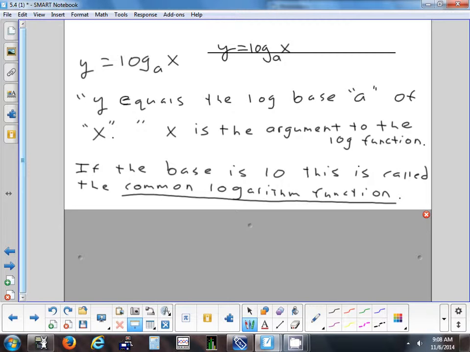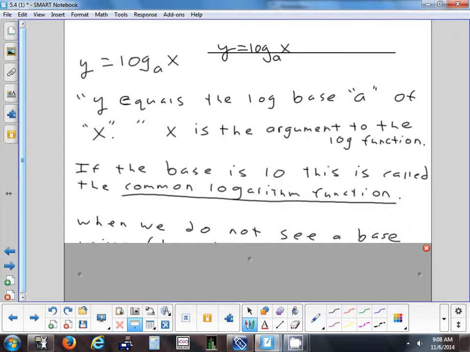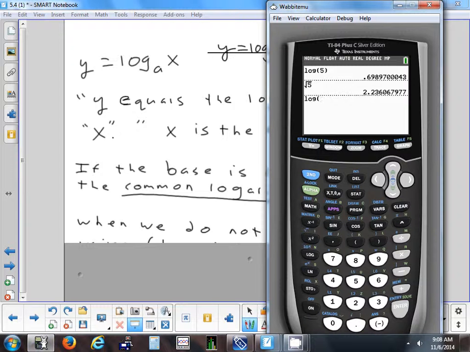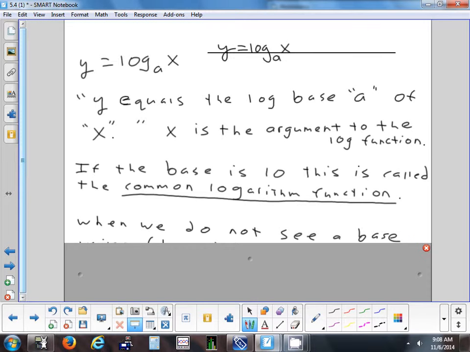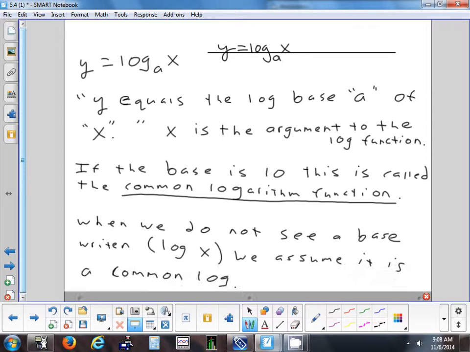Okay, if the base is 10 on your logarithm, that one has a special name. That's called your common log function. And when you press the log button on your calculator, that's the base it assumes you want to use. So when you press that button, you're taking a log with a base of 10. How do we know that? Well, if you don't see a base written when we're using logarithms, we always assume that it's the common log, or base 10. So if your base is 10, you don't have to write it. If you want to do something other than base 10, you have to write what base you want to use.